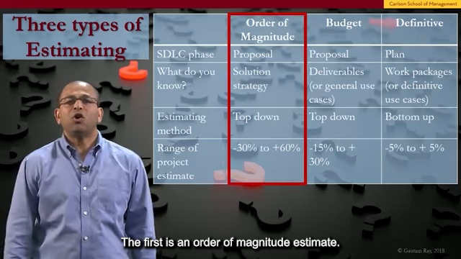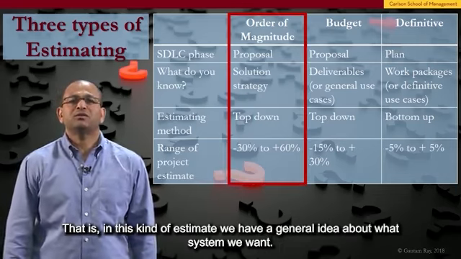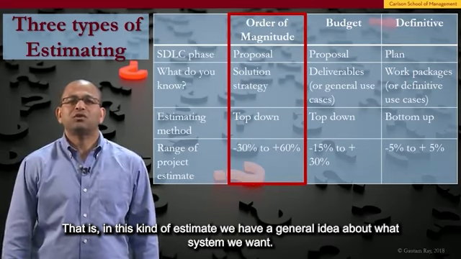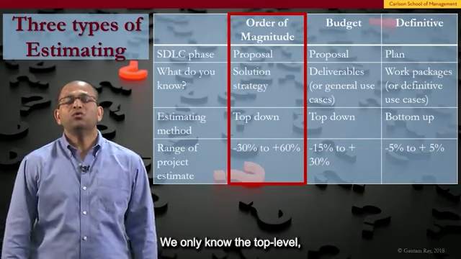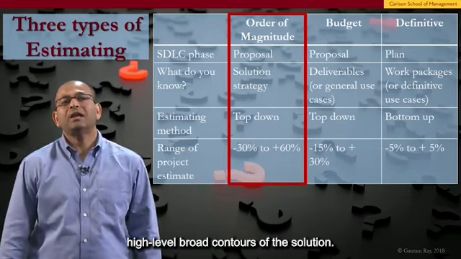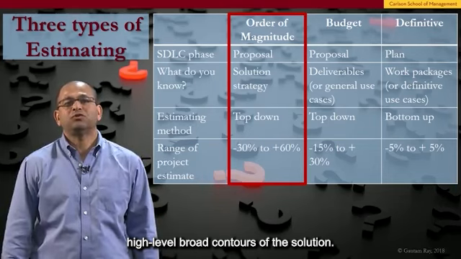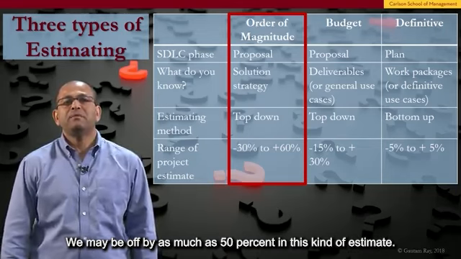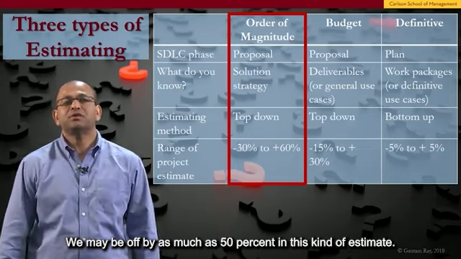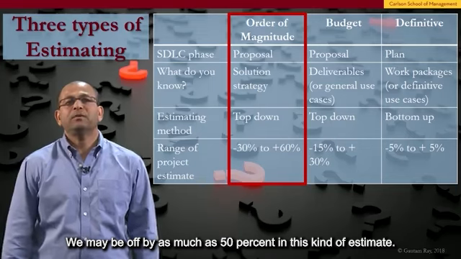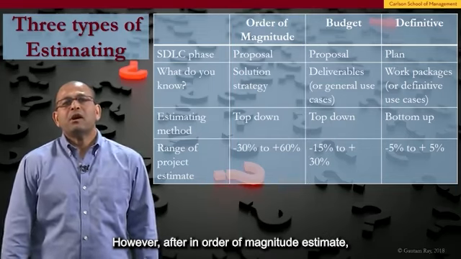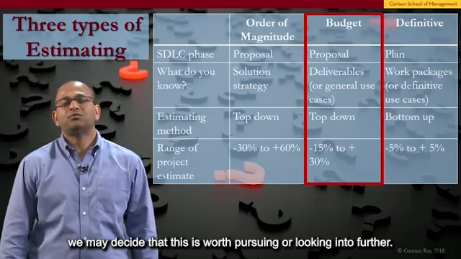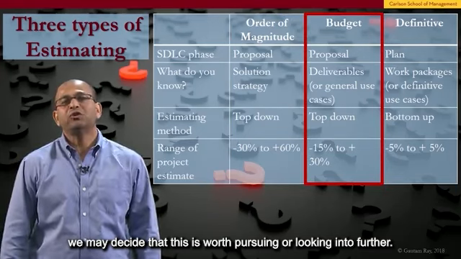The first is an order of magnitude estimate. In this kind of estimate, we have a general idea about what system we want. We only know the top level, high level, broad contours of the solution. This kind of an estimate is a very rough estimate. We may be off by as much as 50% in this kind of estimate. However, after an order of magnitude estimate, we may decide that this is worth pursuing or looking into further.